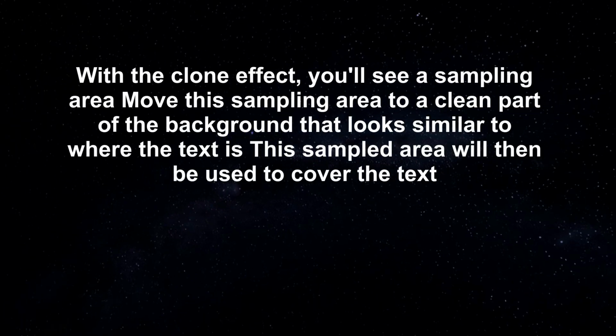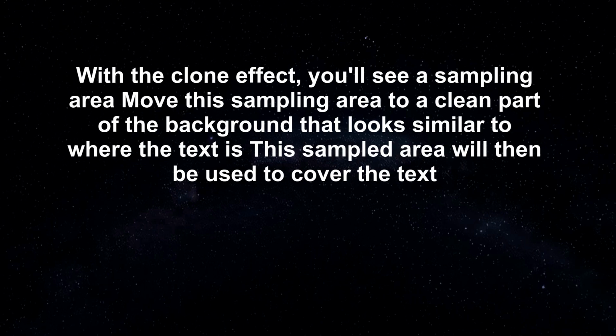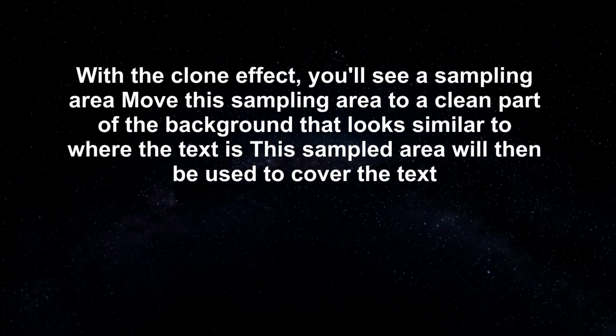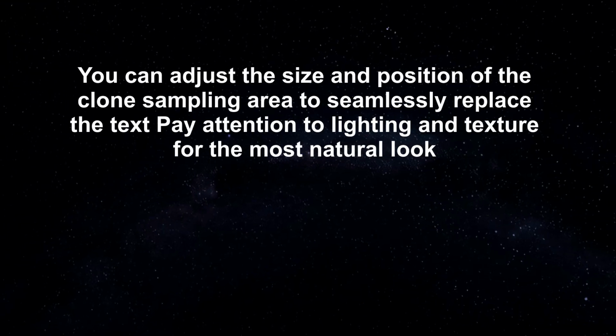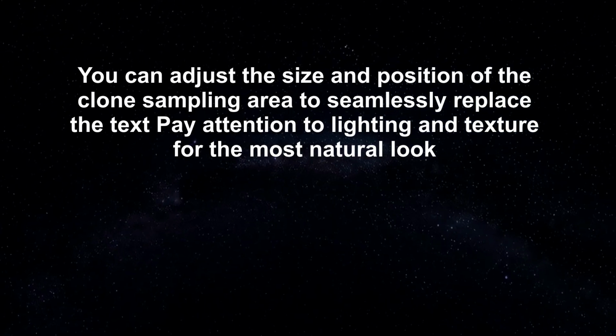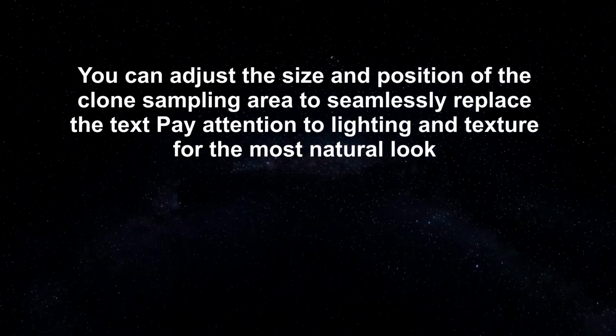With the clone effect, you'll see a sampling area. Move this sampling area to a clean part of the background that looks similar to where the text is. This sampled area will then be used to cover the text. You can adjust the size and position of the clone sampling area to seamlessly replace the text. Pay attention to lighting and texture for the most natural look.